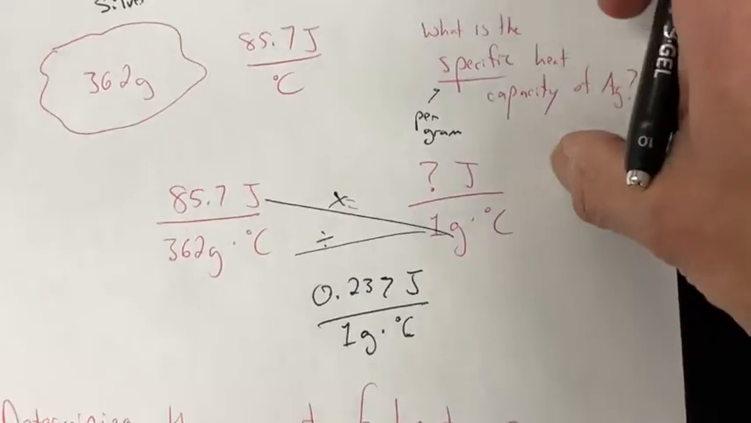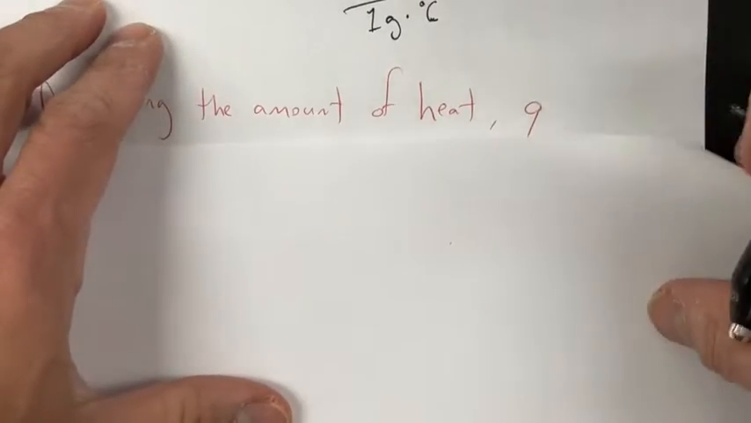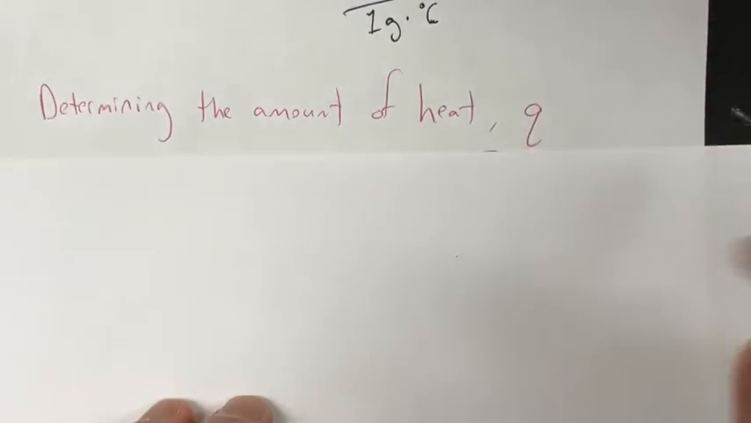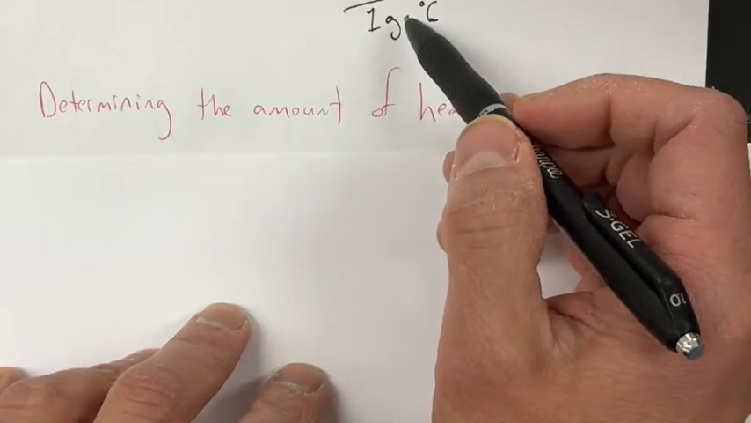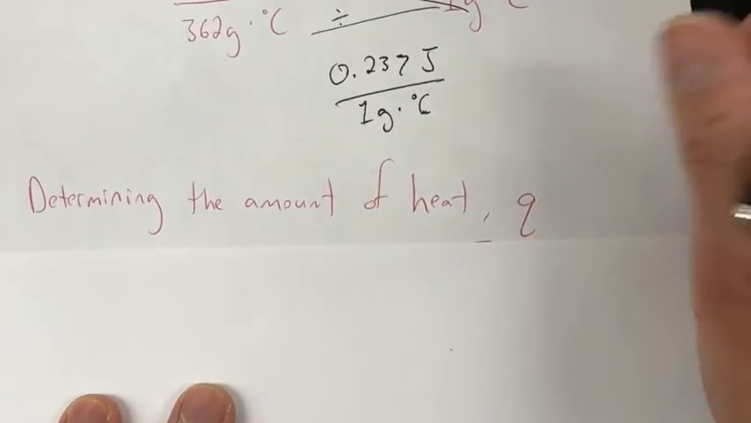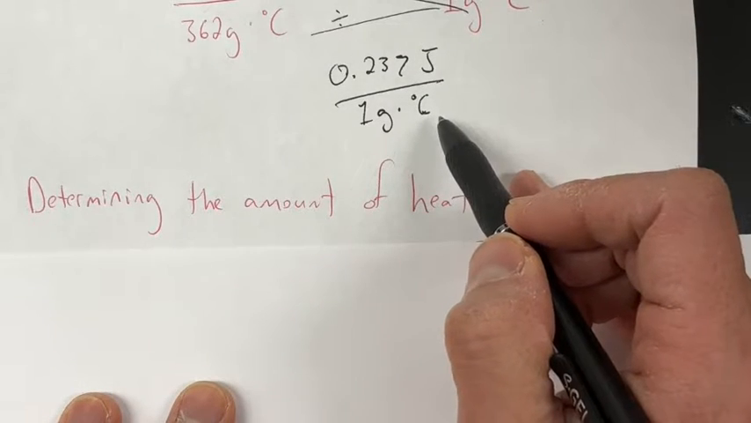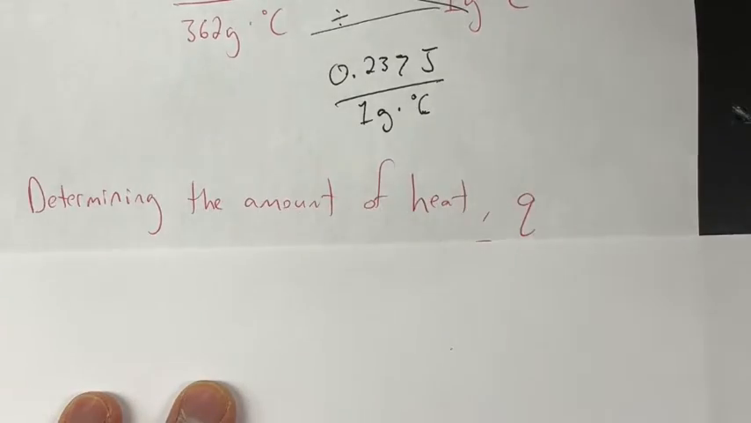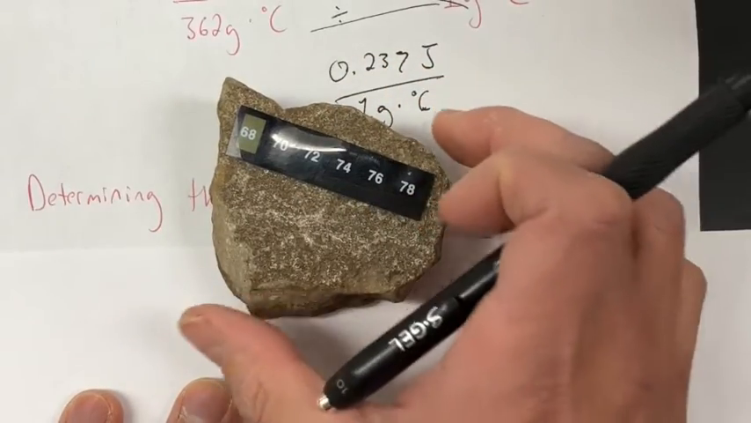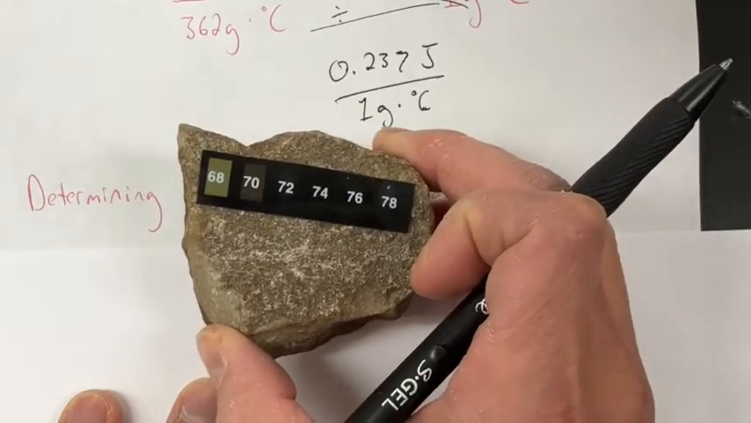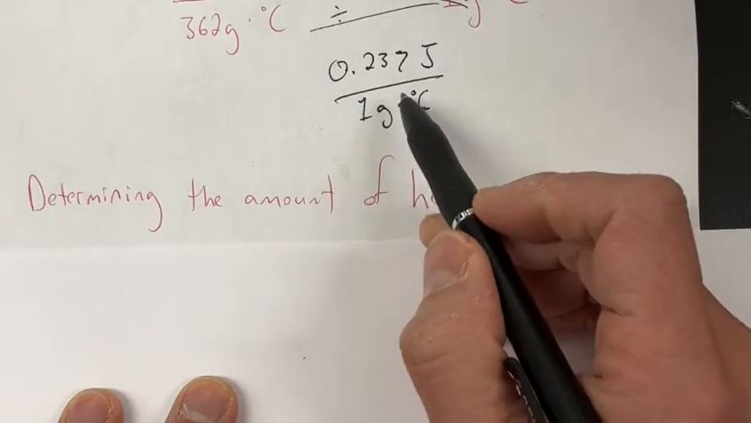Okay, so what about figuring out how much heat it takes to heat something up? We now know how much energy it takes to heat up 1 gram of something, but what if I have different amounts of grams, and different amounts of degrees Celsius? If I heat up this rock, for instance, by 5 degrees Celsius, and this rock weighs 30 grams, well, we can take this number and now figure out some stuff.